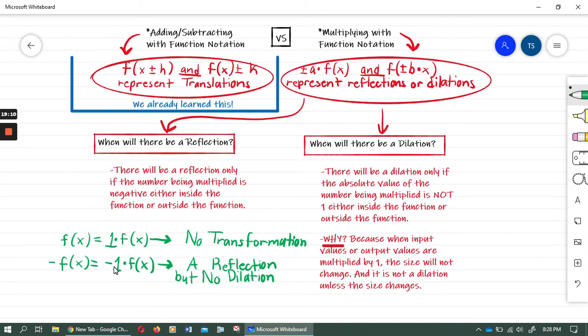But anyway, if you're multiplying it by a negative number, even if that's a negative 1, then there will be a reflection because you're multiplying times a negative number. But because that number is 1, there will be no dilation. Whether it's positive 1 that you're multiplying it by, or negative 1, there will be no dilation. In order for it to be a dilation, it has to be any other number besides 1. Hopefully that helps clear things up. You might say that I'm over explaining, but I hope that helped clear things up for you.